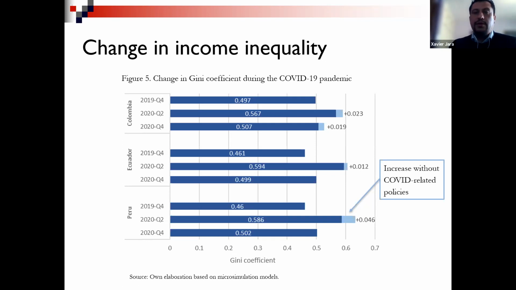So COVID emergency policies, although they do not fully compensate for earnings losses, did have a cushioning effect in terms of reducing income inequality. And the case of Colombia, as you can see, is that we observe this light blue bar both for the second quarter and the last quarter of 2020. This is because COVID-related policies were preserved for the whole year in Colombia compared to the other countries where they are present only in the second quarter.